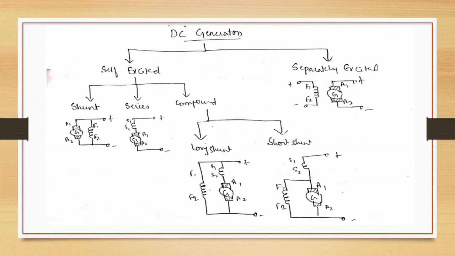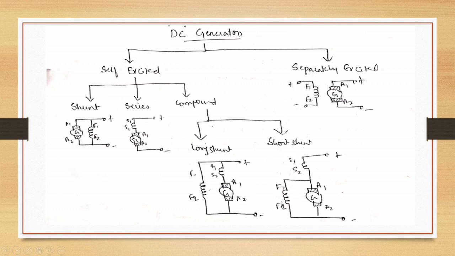So based on how the armature winding is connected with the field winding, they are of three types: shunt, series and compound. Compound is again divided into two types, long shunt and short shunt. So shunt means what? Armature winding is in parallel with the field winding. Series means armature winding is in series with the field winding. Compound means both series and parallel winding.